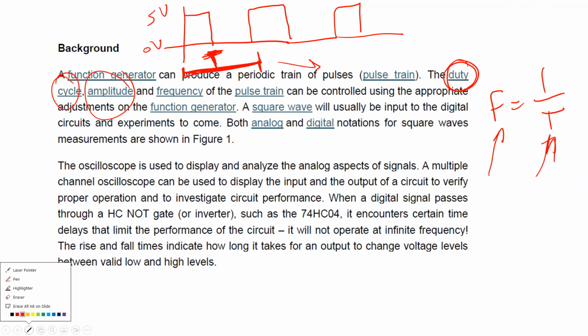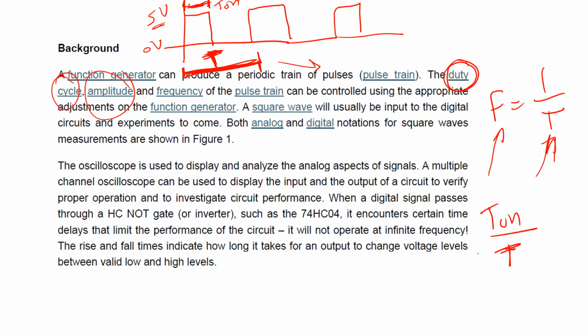Simply, the duty cycle is this time from here to here, the time of the high 5 volt. I'm going to call it T on. So the time of the high is T on. The total period is T. If you divide T on by T, this is what we call duty cycle. The ratio, how big is T on compared to T. You can tell this ratio should be between 0 and 1. Maximum is 1.